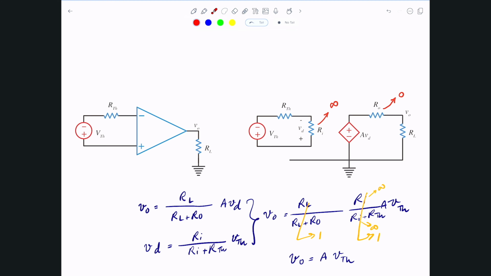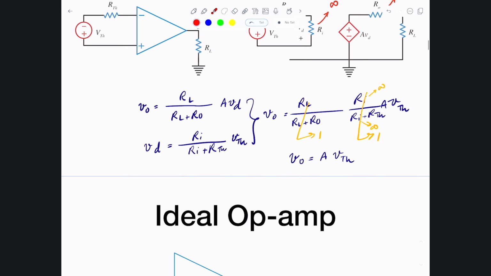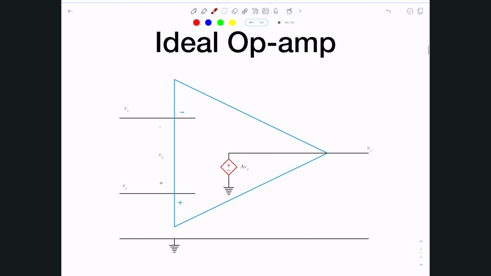Okay, so let me summarize what I have done so far. I defined what an operational amplifier symbol looked like, and then I decided let's deal with ideal operational amplifiers when we do circuit analysis. It's just because it's simpler. So the ideal told me a couple of things.